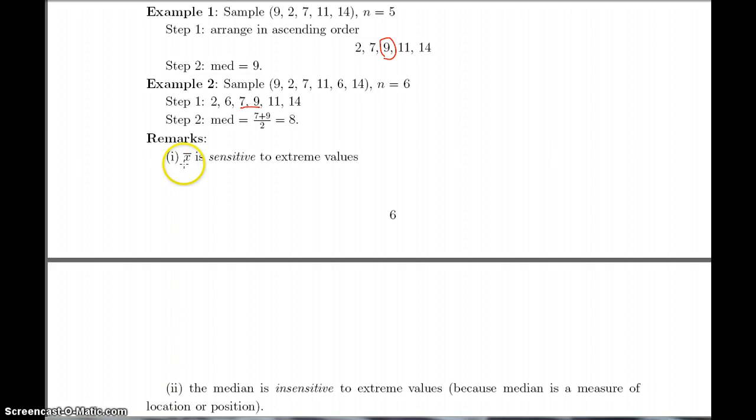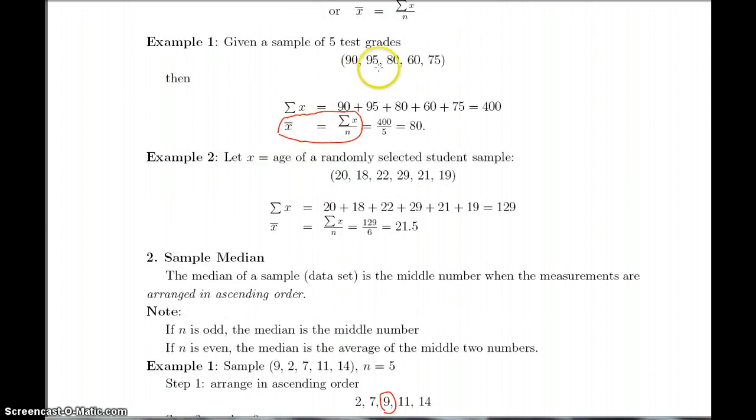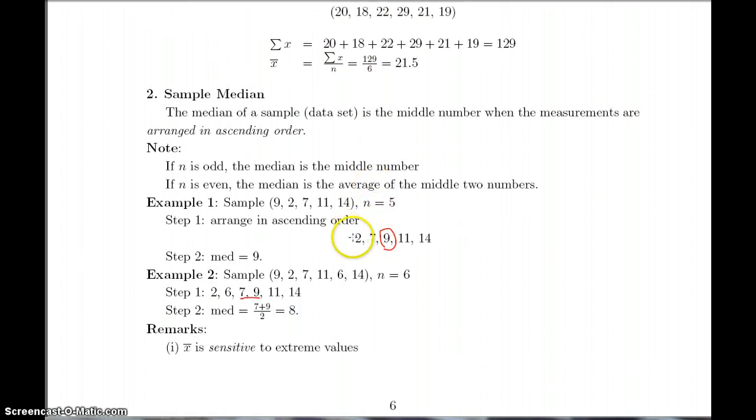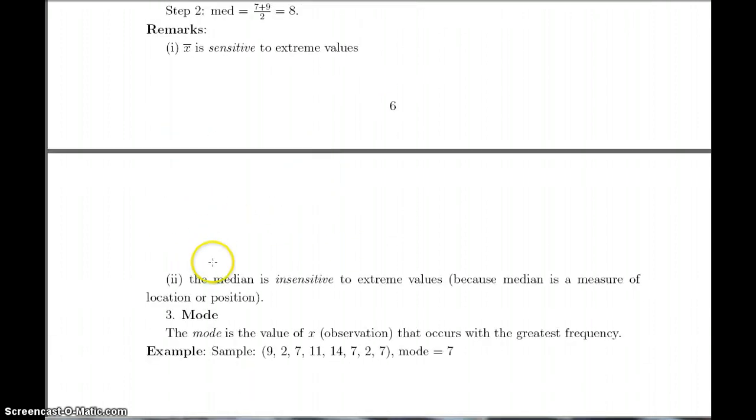One thing we notice about X bar, it's sensitive to extreme values. So in my sample, if I had, say, just think of it as measurements on a test, and instead of 60 I had a 0, then my average would go down because of that value. That value would push my grade down, while the median would not be affected. So X bar is sensitive to extreme values. The median is not sensitive to extreme values because we're just taking the measurements and taking the middle value.